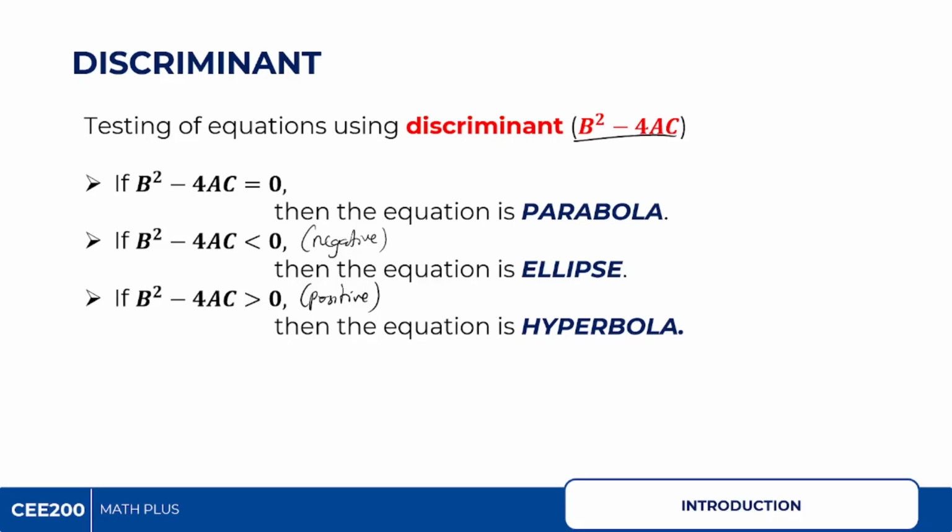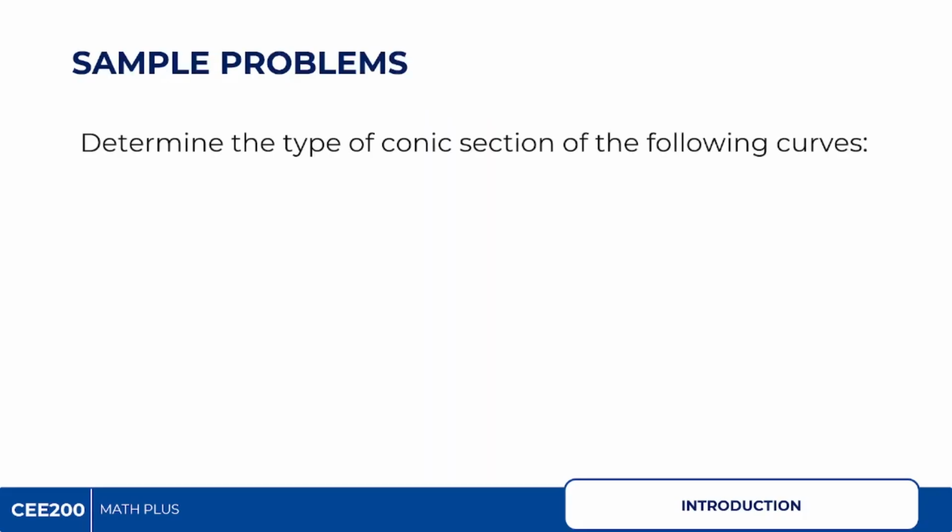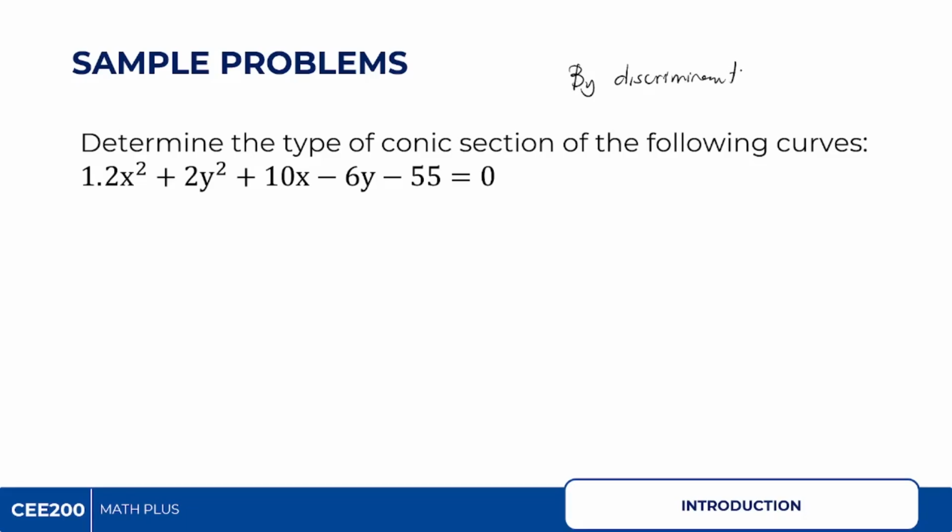Okay. And then, ito, sample problem. Let us determine what type of conic section of the following given curves. Ito, class. So, identify na natin using discriminant. Okay, by discriminant method. Again, ano yung discriminant natin? That is b squared minus 4ac. So, you just need to identify, ano ba dito yung b?